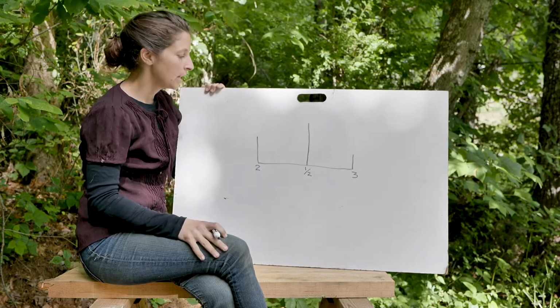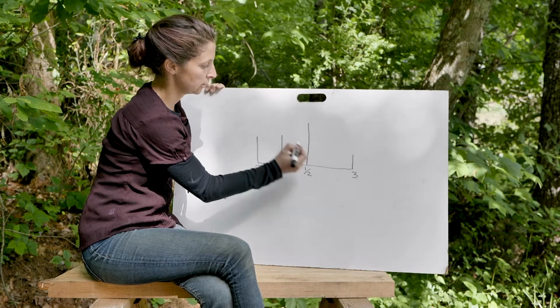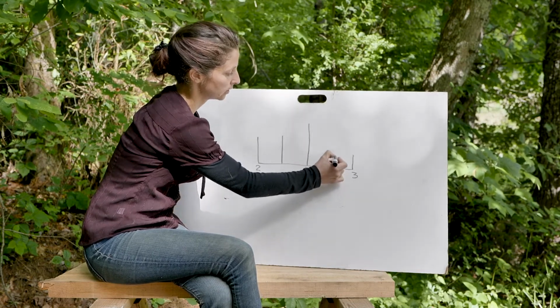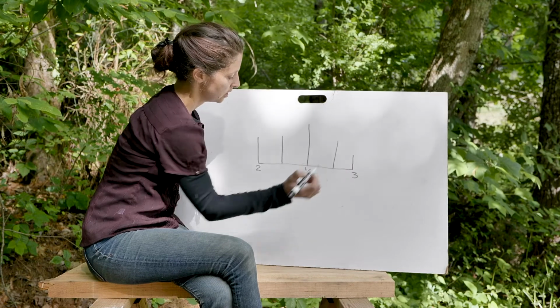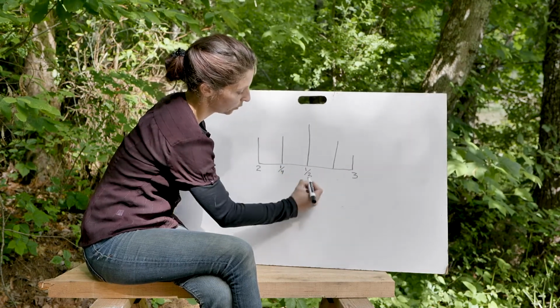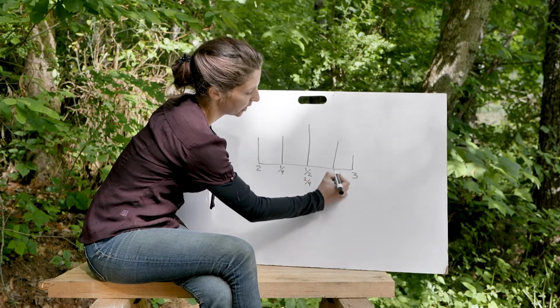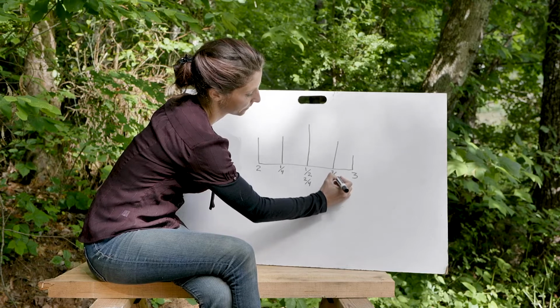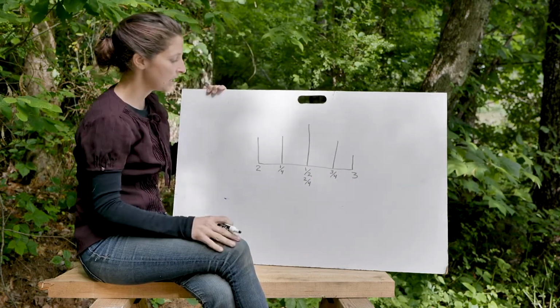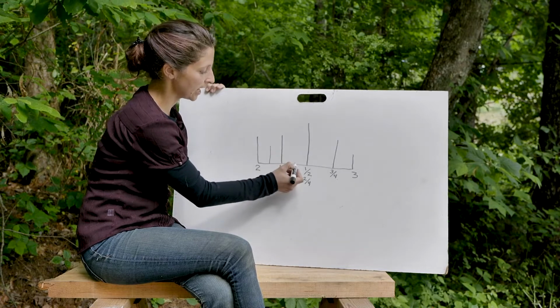halfway. Our second tallest lines are going to be our quarters. So we have 1/4, 1/2 is 2/4, and then 3/4. Our next lines are going to be our eighths.